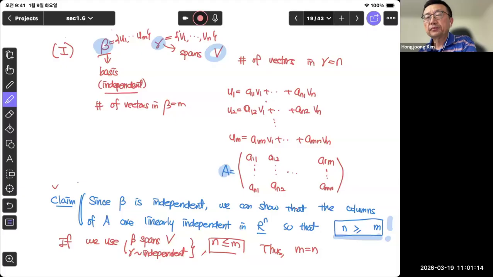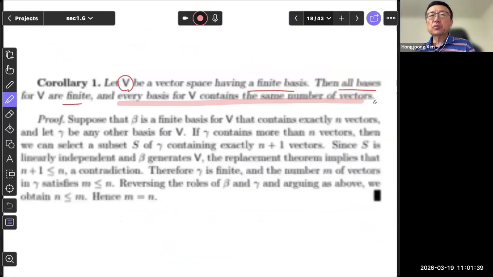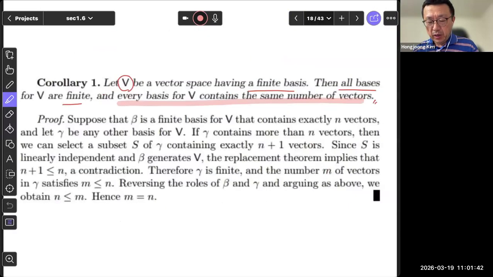You can check. And if that is true, the other direction can be easily obtained because I can just switch the roles of these two bases. Then I can show that m and n must be the same, so that every basis has the same number of vectors. So this is one way to prove this claim. In our textbook, we are using a different approach. So here is the second approach, second proof.